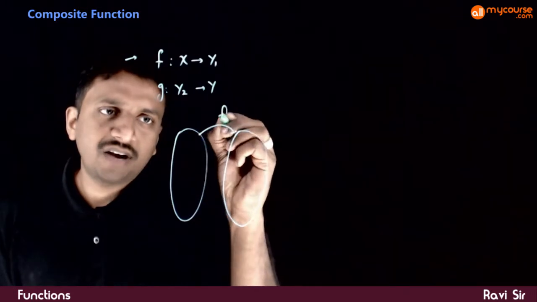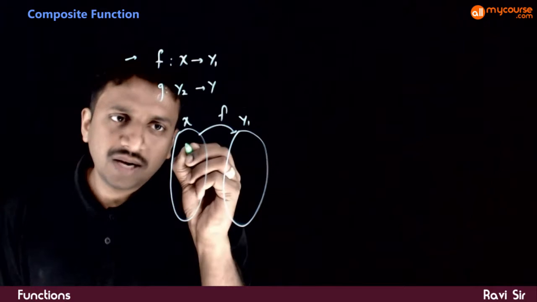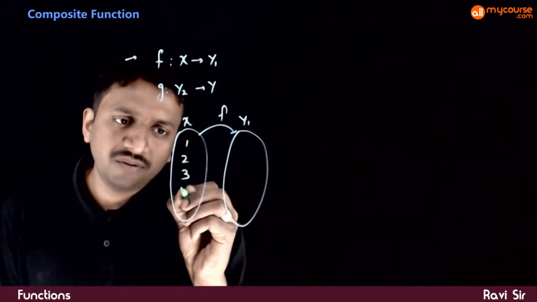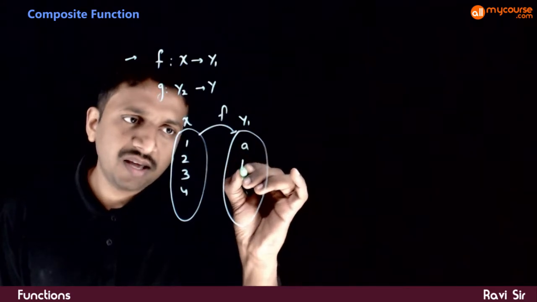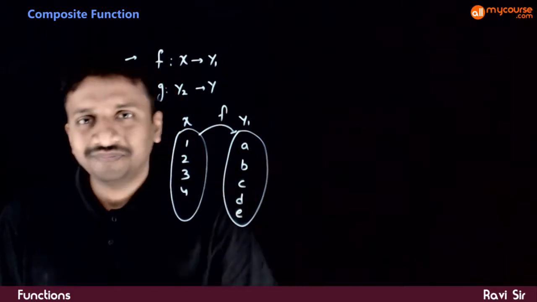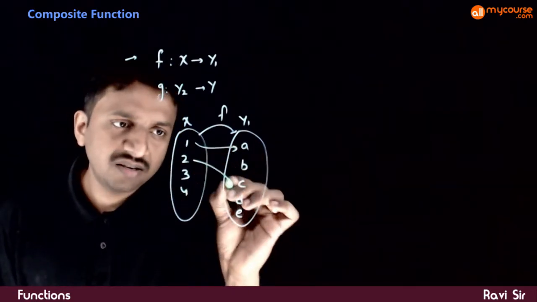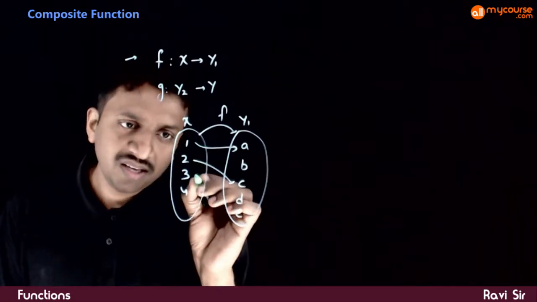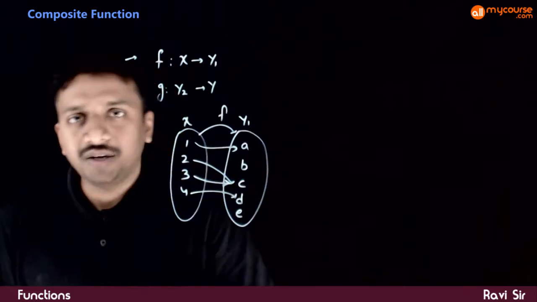let us take a function f defined from x to y1. So let x be 1, 2, 3, 4, and let y be a, b, c, d, e. And let the function be: 1 is related to a, 2 is related to c, 3 is also related to c, 4 is related to d.